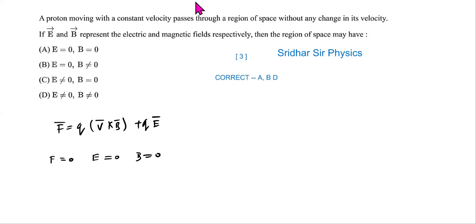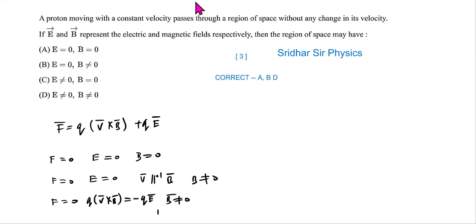Next, for F to be 0, if E equal to 0 and V bar is parallel to B bar and B bar is not equal to 0, that is possible. And next, F will be 0 when Q V bar cross B bar equals minus Q E bar. For this case, B is not equal to 0 and E is not equal to 0. So we'll pick up these options.